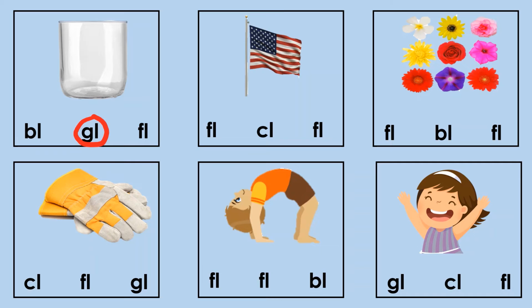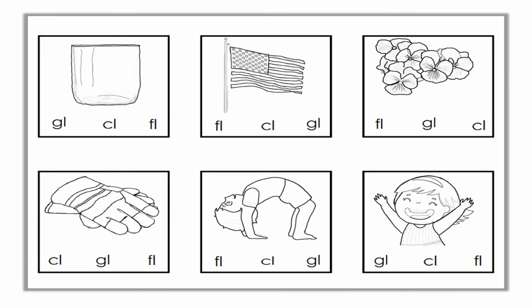Now on your worksheet, find a picture of glass. This one, the first one here. And what is the first blend of that? Glass. Gl. This one here, the first one, and circle it.